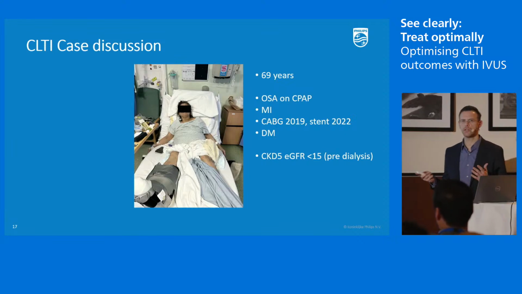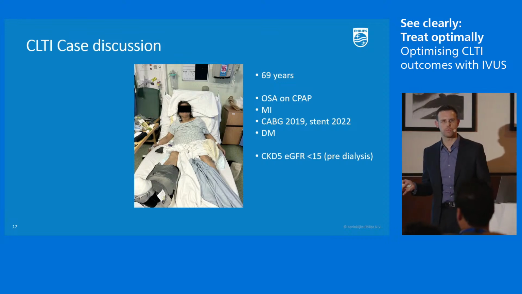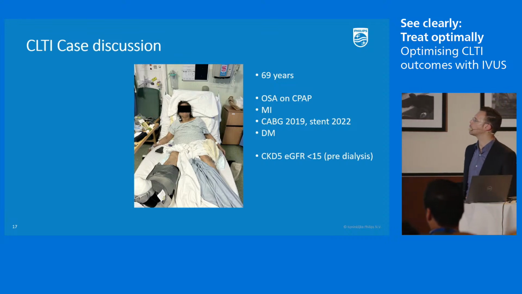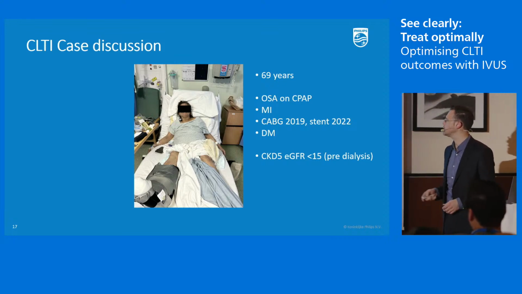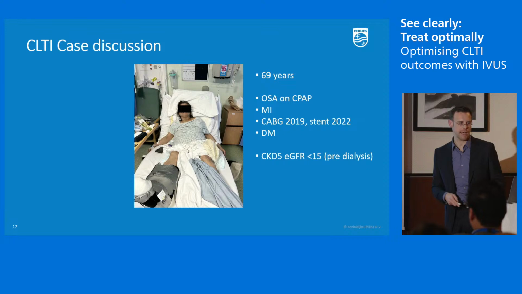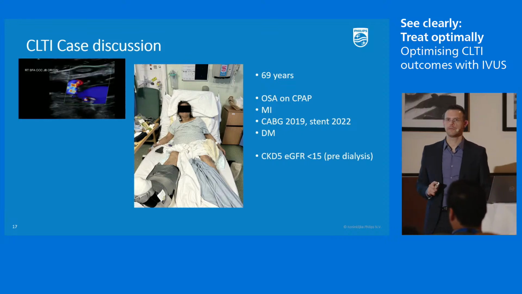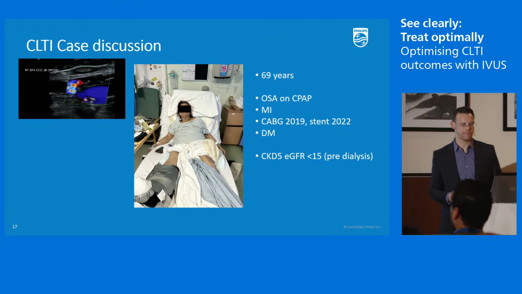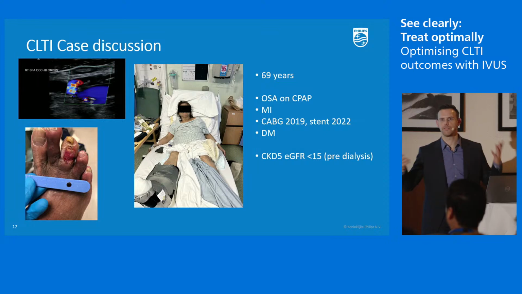Do you remember I told you about our typical CLTI population? Doesn't matter where you are in the world, they all pretty much look the same. And this lady, despite being quite young, has got pretty much the full ticket of comorbidities, and to boot, she's pre-dialysis as well. Preoperative duplex demonstrated a flush SFA occlusion. She has a wound. She is a Rutherford 5.